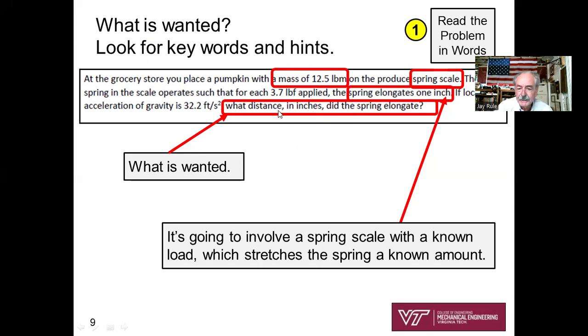As you read carefully, let's see, mass is given. Keyword, spring scale. So it's going to involve a spring scale with a known load, 12.5 pounds mass changed into the weight, and it stretches the spring a known amount. And probably in your mind, you say, I've had some previous course experience with springs, or maybe even high school physics. So I think I know how to get started. So step 1, we've read the problem, find out what's wanted. We've looked for some keywords.